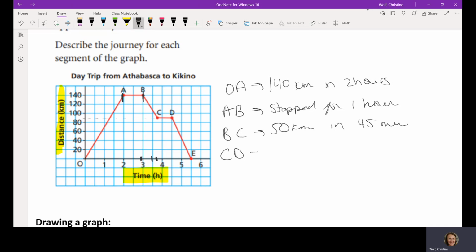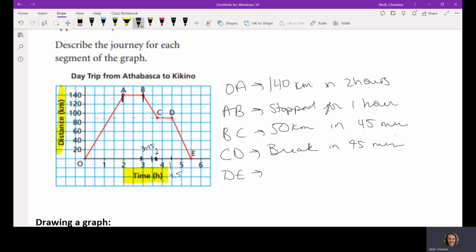Okay, C to D, I'm assuming they took a break in their car, and that break was from the mark right here, which is 3 hours and 45 minutes, until the 4.5-hour mark. So you got to figure out from 3 hours and 45 minutes to 4.5, how many minutes passed? That's 45 minutes.